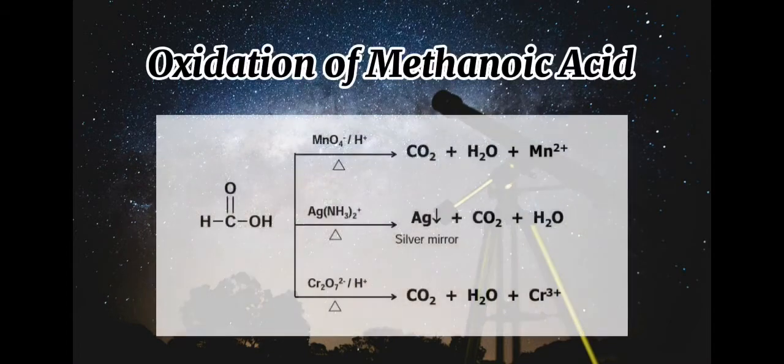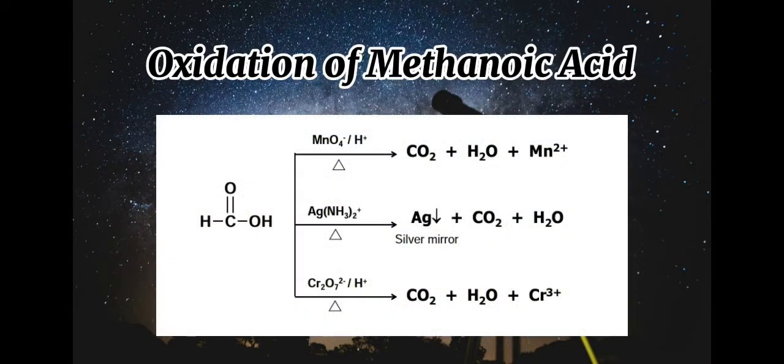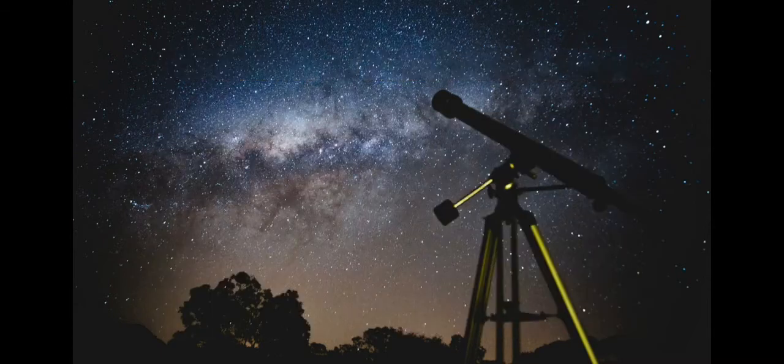The last reaction is oxidation of methanoic acid. Methanoic acid molecules have both carboxyl and carbonyl groups. It shows the properties of both carboxylic acid and aldehydes. It also shows reducing properties in reaction with acidic KMnO4 or K2Cr2O7 and Tollens reagent.